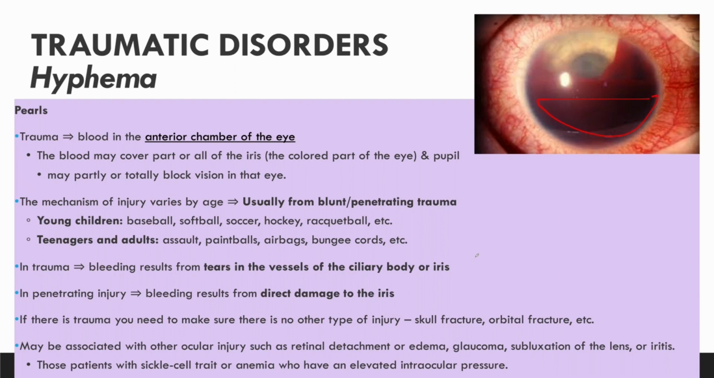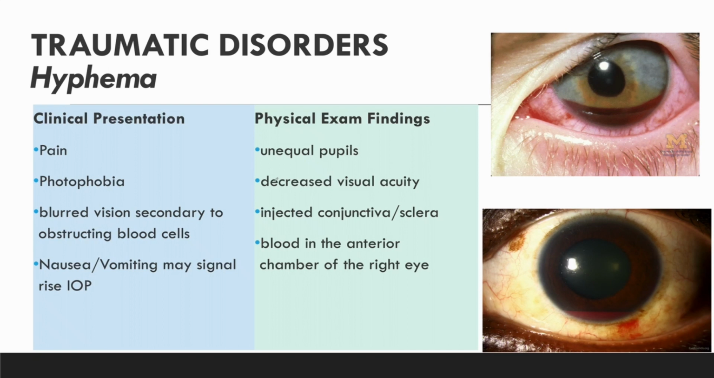If we see a hyphema, a lot of times patients will have pain, photophobia, some blurred vision because of the cells that can block their vision. Sometimes they can even have a little bit of nausea or increased intraocular pressure because the blood can block the drainage from the anterior chamber of the eye since it's more viscous, similar to glaucoma, which we'll talk about in a little bit. You might have some decreased visual acuity, which we always want to document. Injected sclera, conjunctiva, unequal pupils, and of course the blood in the anterior chamber, which is the telltale sign.